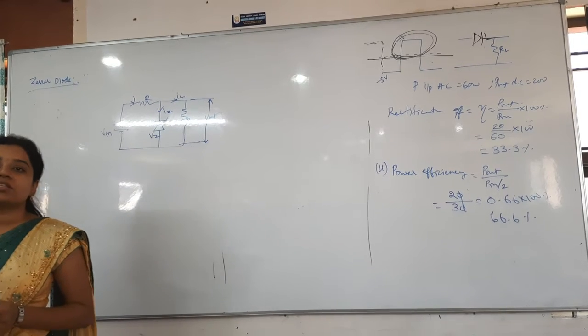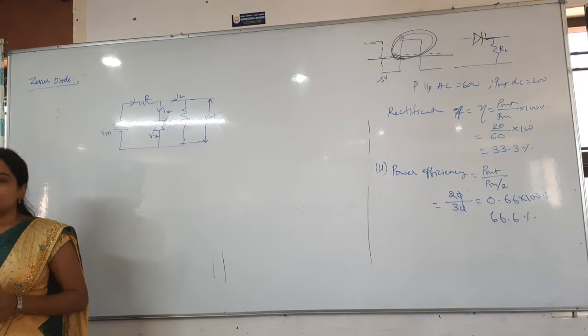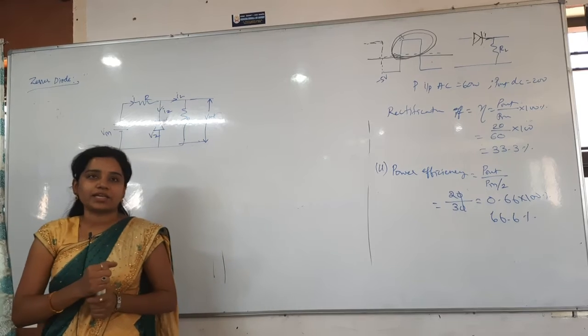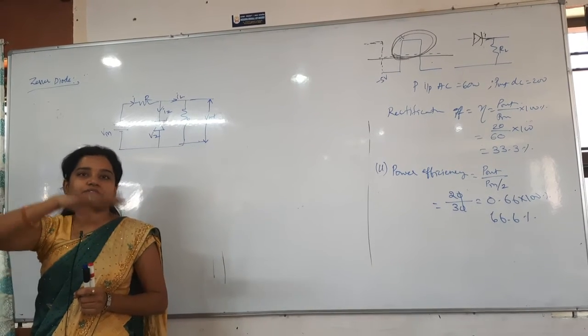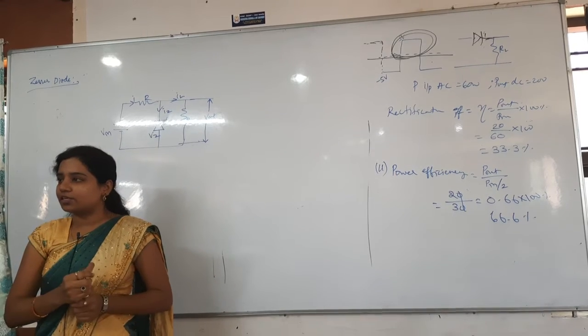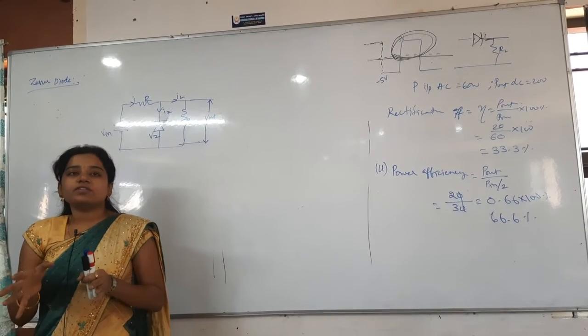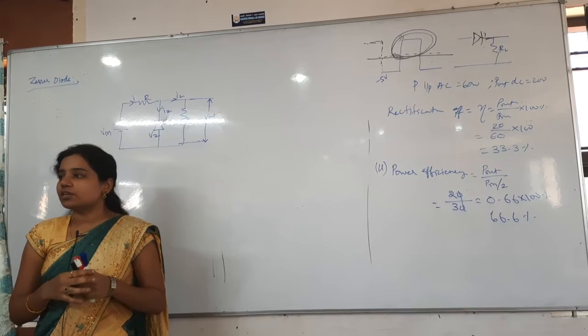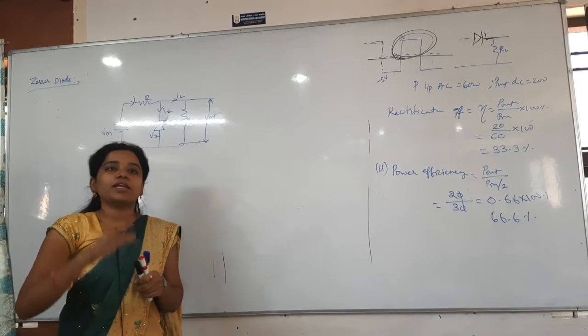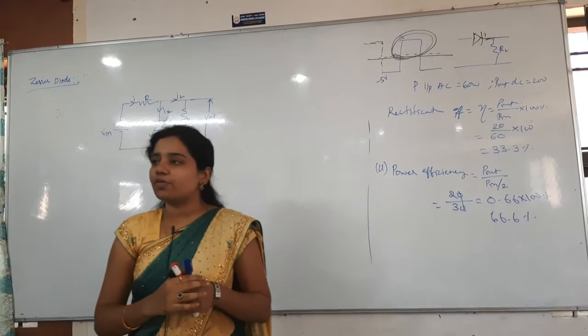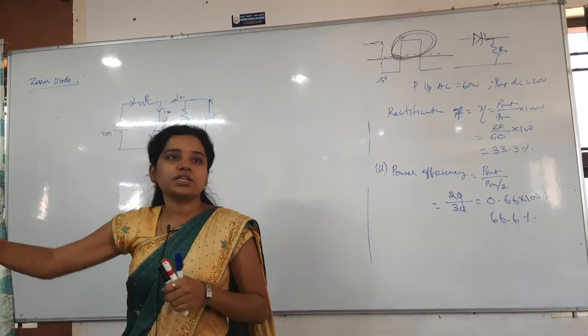You might be seeing the stabilizers for fridges. Nowadays an inbuilt stabilizer is being given; otherwise they will give the stabilizer outside. You might have seen the V-Guard stabilizer, the round one. It has Zener diodes inside. So the Zener diode regulates the fluctuations in the input power and sends a constant output.